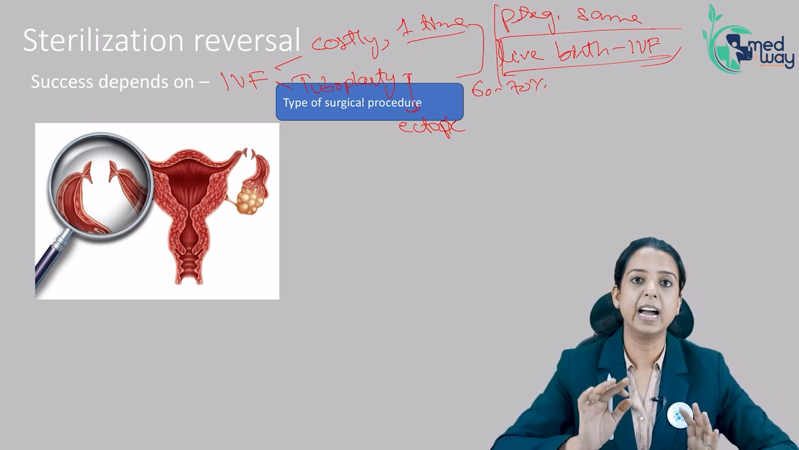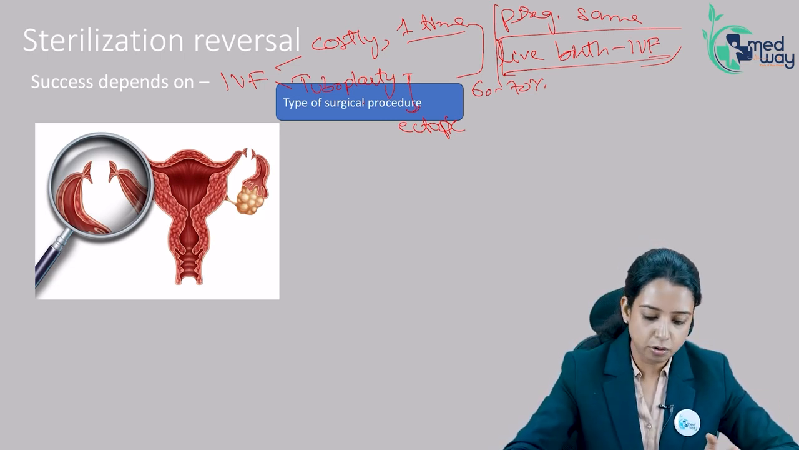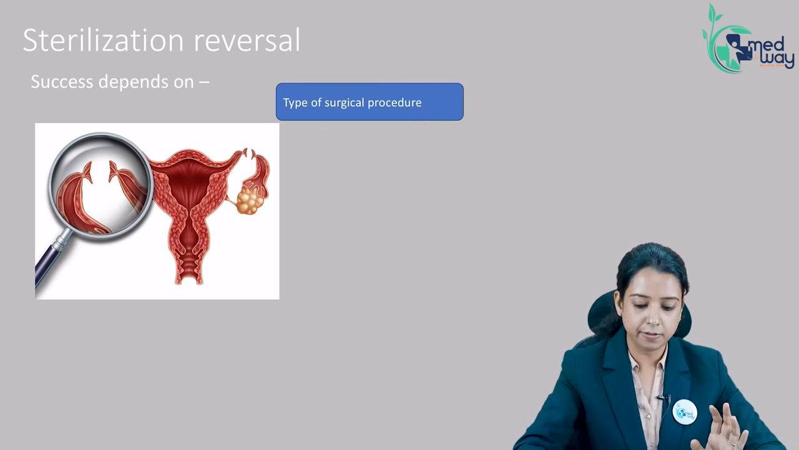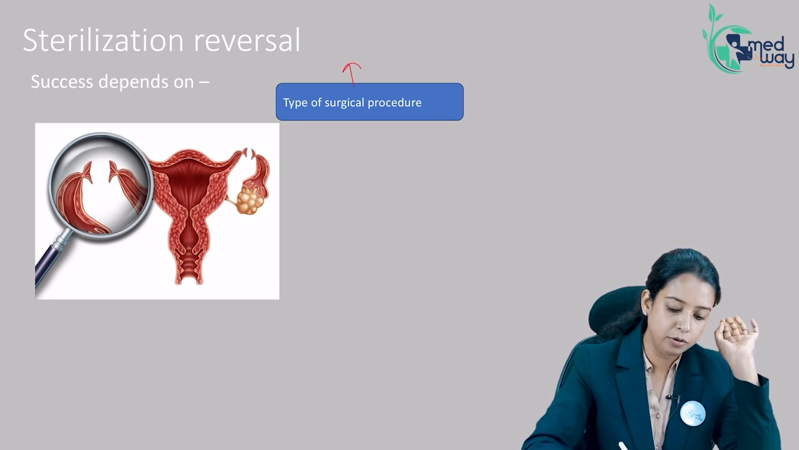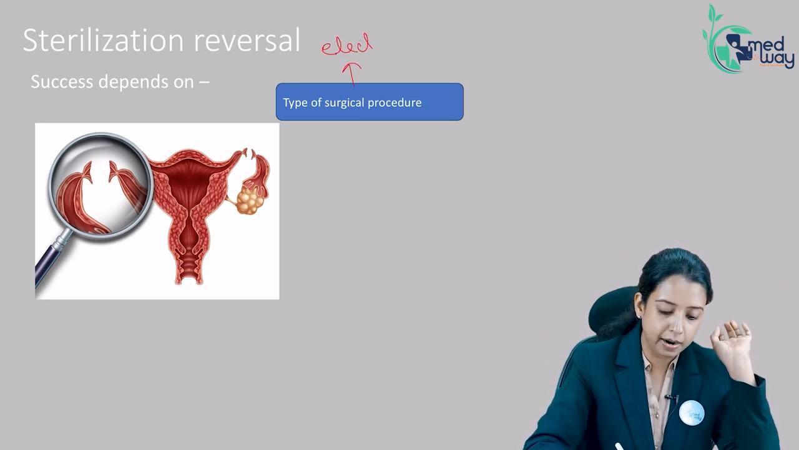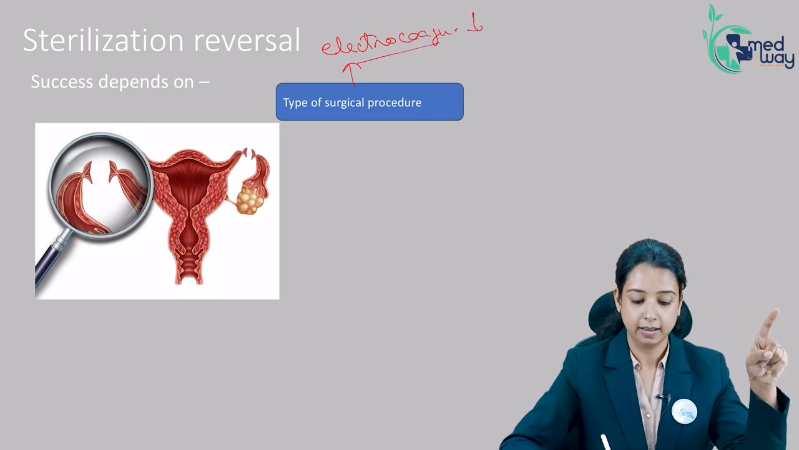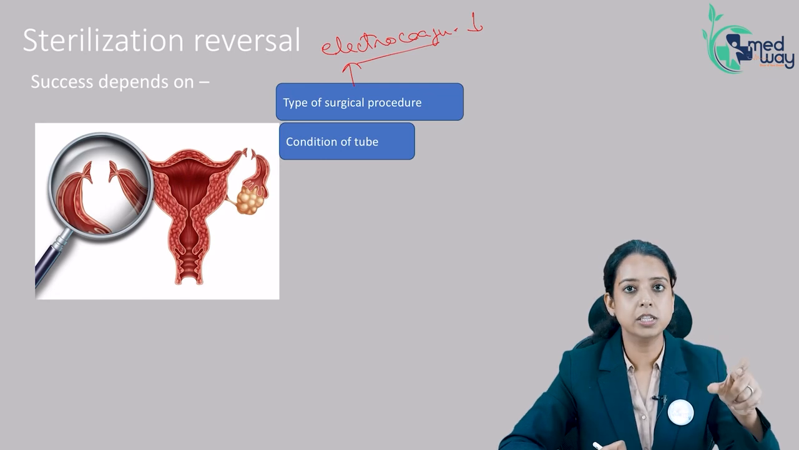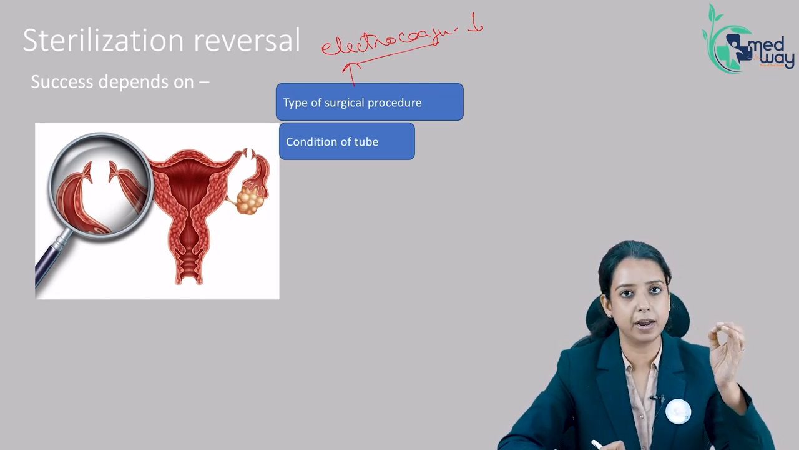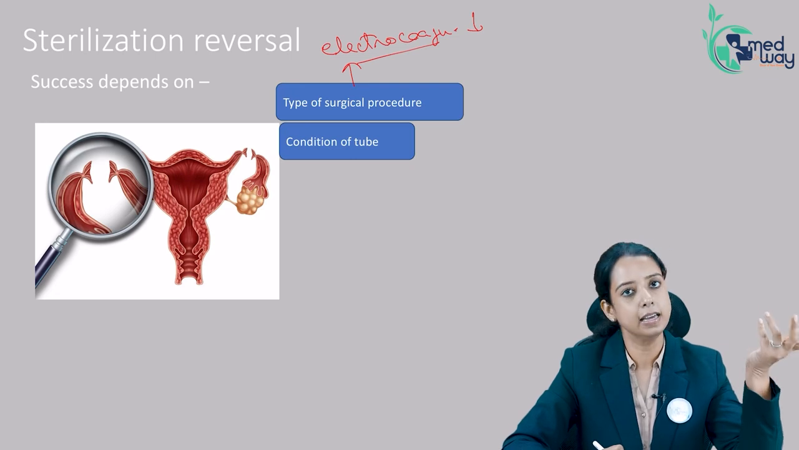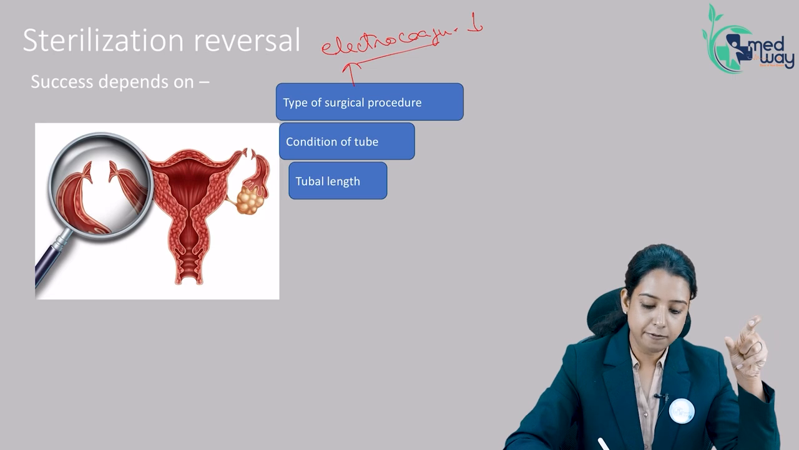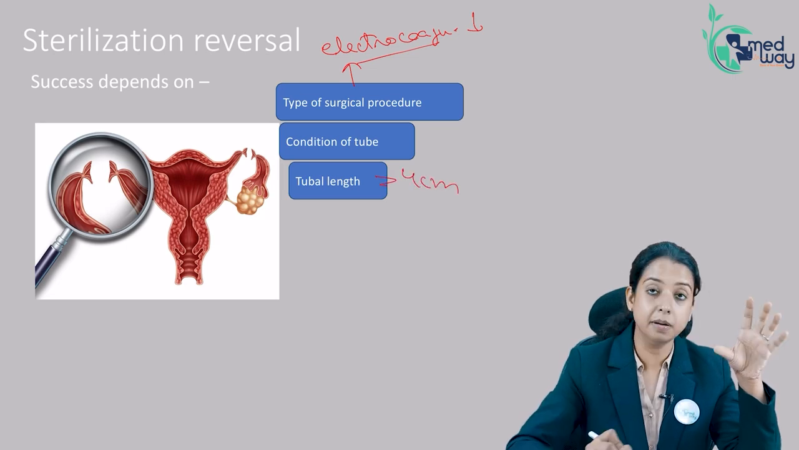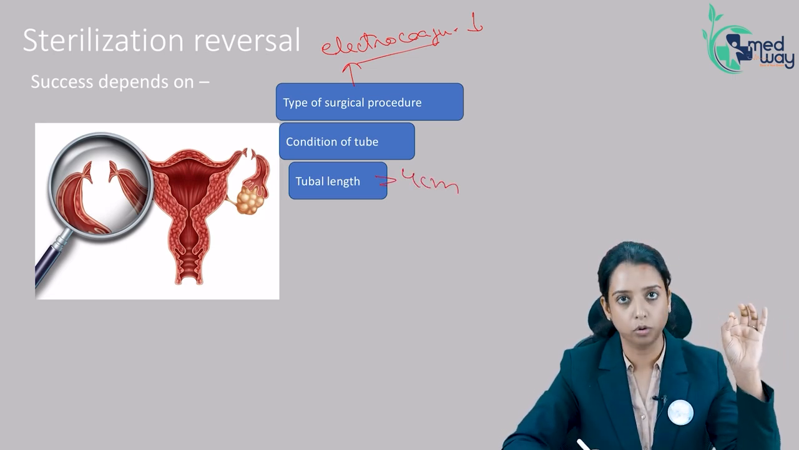It depends on the type of the surgical procedure. If you use the Pomeroy's technique, with surgical threads, then the reversal is easy compared to if you have used electrocoagulation. If you have burnt it, then the reversal success is less. Then the condition of the tube. If the remaining tube is scarred or inflamed, reversal is bad. If it is healthy, reversal is good. Then the remaining length of the tube. If more than 4 centimeters of tubal length is remaining, the chances of reversal are good.